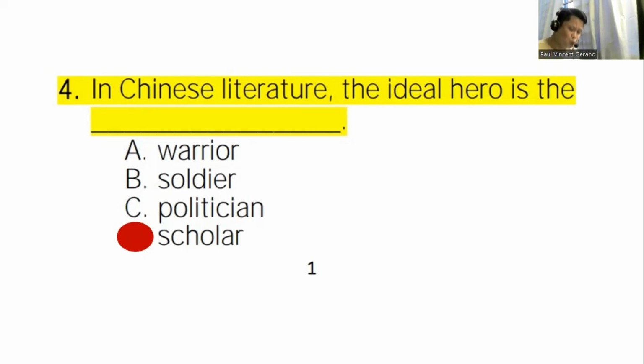Scholar, right? Somebody who pursues intellectual activities. Scholars, like poets, writers, philosophers, and thinkers. In Chinese literature, they are more important than the warriors, the soldiers, the ones who fight, right? In contrast, in Greek literature, the heroes are the warriors, the soldiers, the ones who fight, like Hector, Achilles, and Odysseus in the Trojan War. So again, in Chinese literature, the ideal hero is the scholar, like the poets, the writers, the philosophers, and the thinkers. So we have personalities like Confucius, Mencius, Lao Tzu, Li Po.